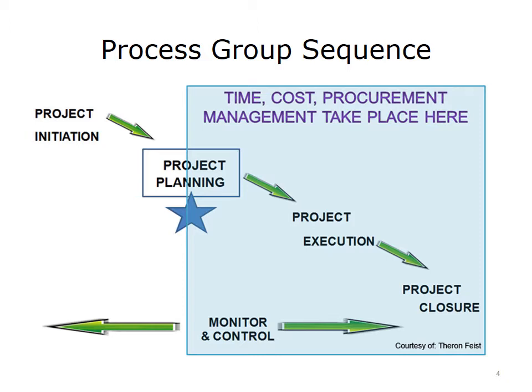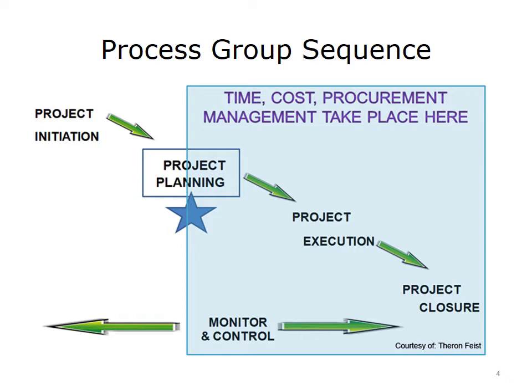Executing processes are performed to accomplish the work of the project and satisfy the project objectives. Monitoring and controlling processes involve tracking, reviewing, and controlling the progress and performance of the project, identifying required changes to the project management plan, and taking preventative or corrective steps appropriate for the changes. Closing processes are performed to finalize all activities and formally close the project or phase.